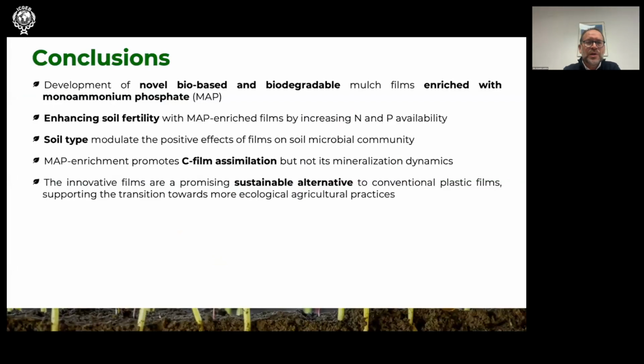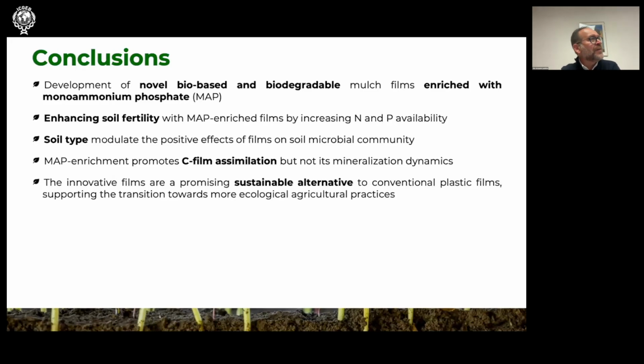So, going to the conclusion of our research, we developed novel bio-based and biodegradable mulching films, and we enriched these films with nitrogen and phosphorus. We used monoammonium phosphate that allows the release of nitrogen and phosphorus into the soil, and these can act as a fertilizer, but also can stimulate the degradation of our mulching films. We enhanced soil fertility because we increased the nitrogen and the phosphorus availability.